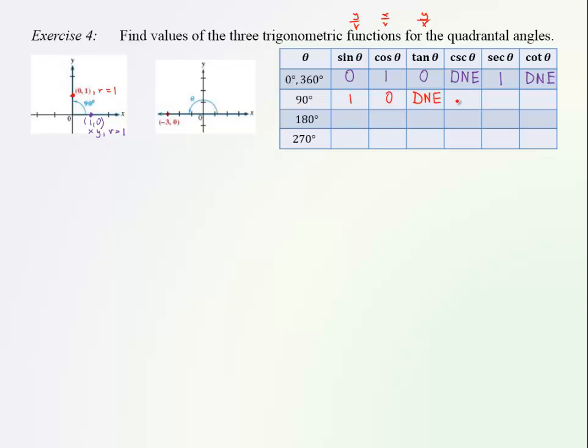And now take reciprocal. Reciprocal of 1 is 1, reciprocal of 0 doesn't exist, and reciprocal of something that doesn't exist is actually 0. And we can recall the definition of cotangent to confirm that. Cotangent is x over y. So in our case, 0 over 1. So yes, it is 0.